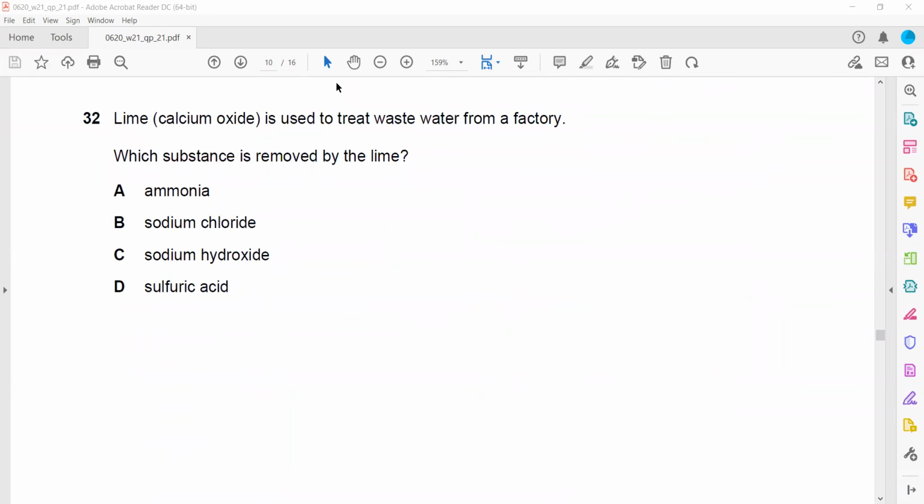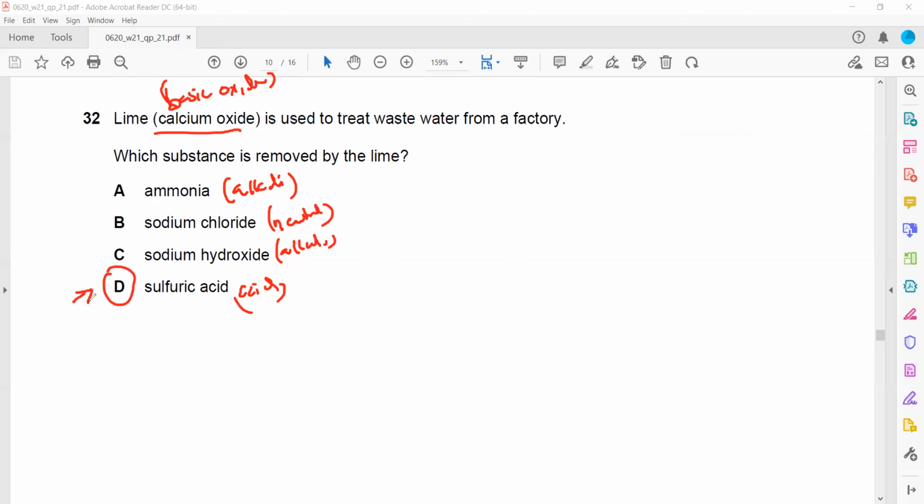Question 32. Lime, which is calcium oxide, is used to treat the wastewater from the factory. Which substance is removed? Lime, which is calcium oxide or a metal oxide, is a basic oxide. And basic oxide can react with acid. So ammonia, no. Why not? Because ammonia is an alkaline gas, so it cannot react with basic oxide. Sodium chloride is a salt solution, but it is a neutral solution, so it does not react. Sodium hydroxide is an alkali or a base. Sulfuric acid is an acid. So acid can react with metal oxide or base, so D will be the right answer.